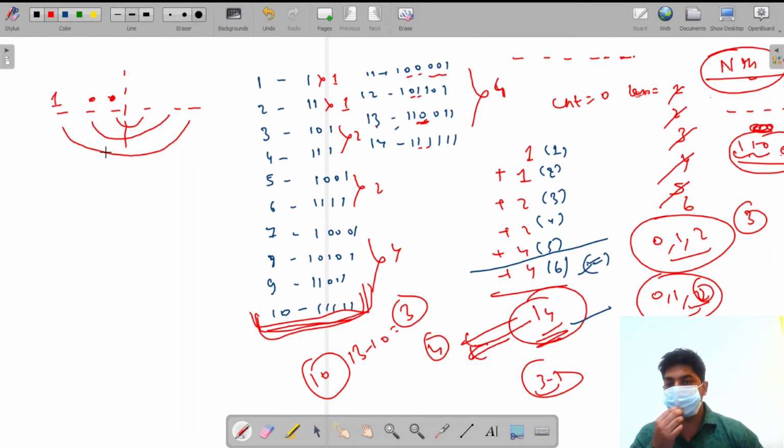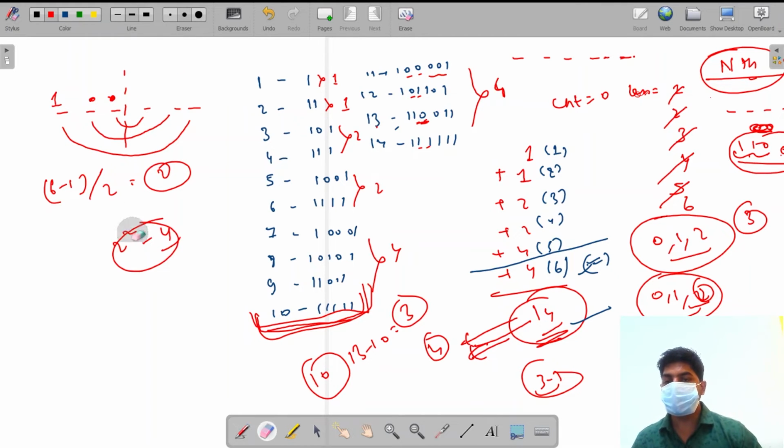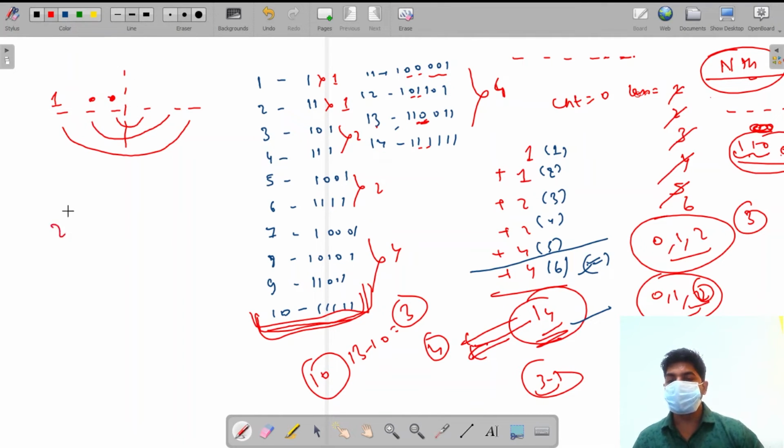So how are we getting this? We want 2 numbers. We can write this as 6. If we write 6 divided by 2, we get 3, so this is not a correct option. So we can write it as 6 minus 1, 6 minus 1 divided by 2, that is, we got 2, and every bit has 2 positions. So 2 raised to 2 is 4. So the number of possible strings of any particular length will be 2 raised to the power of (length minus 1) divided by 2.